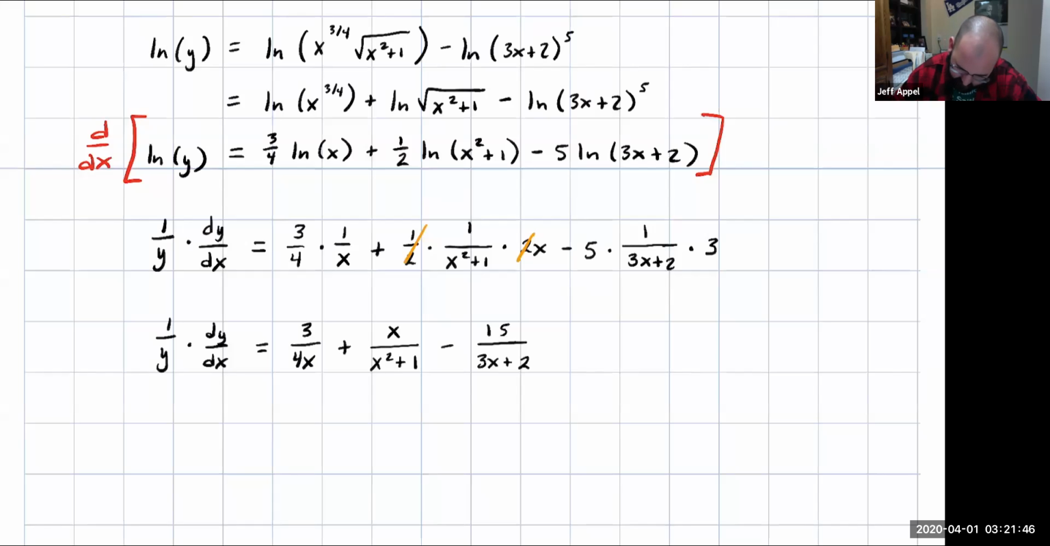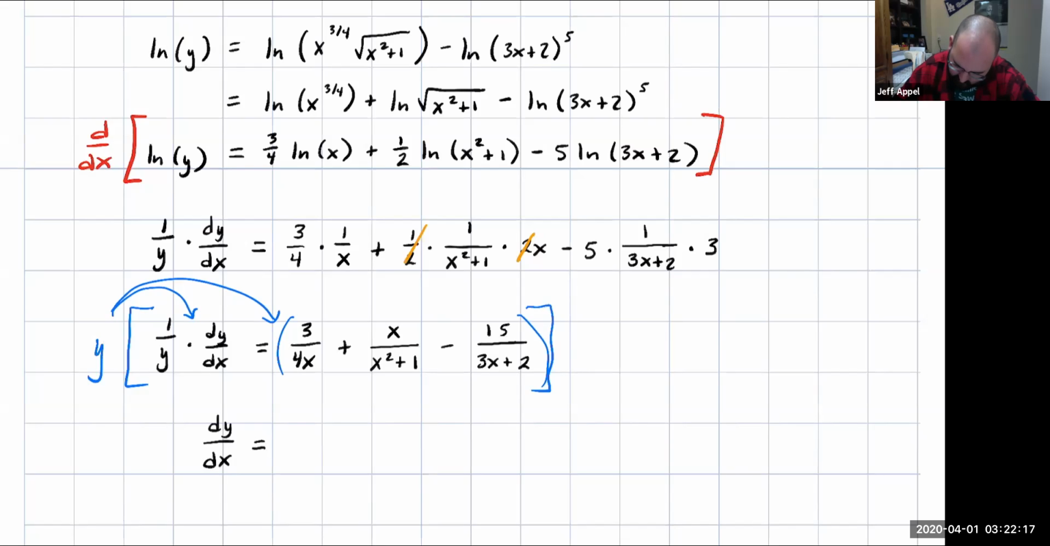So if I multiply both sides of my equation by y, I could think of doing it like this, where I just put brackets around my whole equation and throw a y on the outside and say, okay, I'm going to multiply it here on this side, and then I'm going to multiply it to the collection of everything on this side. Well, here's what that would look like when we do it. The y's would cancel out on the left side there, and we'd be left with just dy dx, which is what we want. And then this would be equal to y times, and then all this stuff. So all that stuff we just simplified, 3 over 4x plus x over x squared plus 1 minus 15 over 3x plus 2.